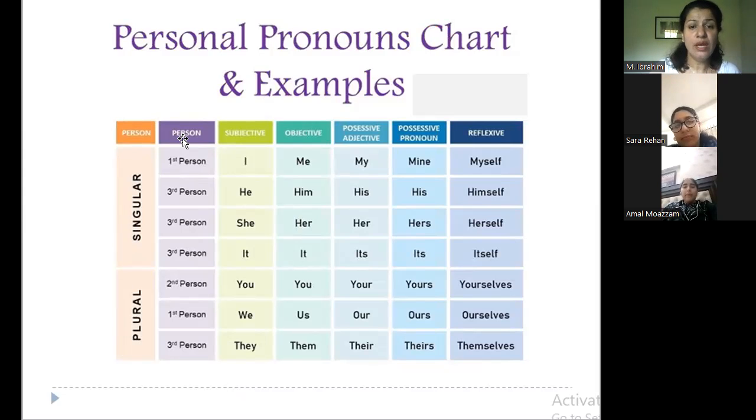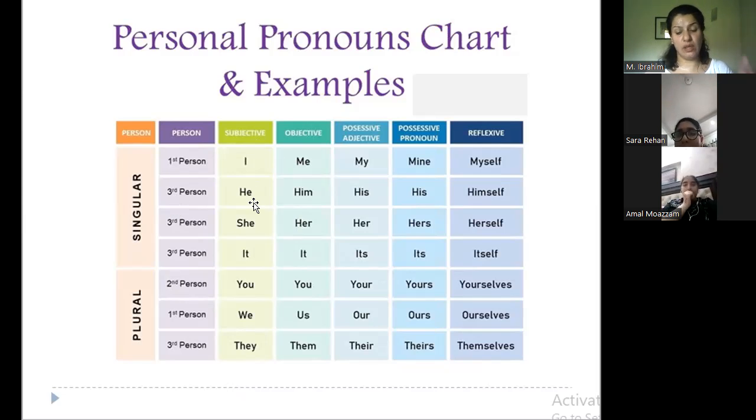Okay? Person tells you whether it is the person who is speaking, which is the first person, the person who is spoken to, which is going to be the listener, and the third person is always the person we are speaking about. Okay? The person can be there, the person cannot be there. Okay? Subjective is when the pronoun is being used as the subject. Objective is when the pronoun is being used as the object in the sentence.